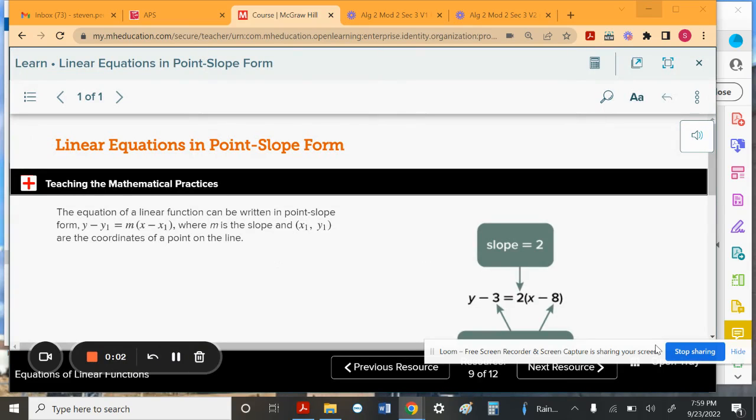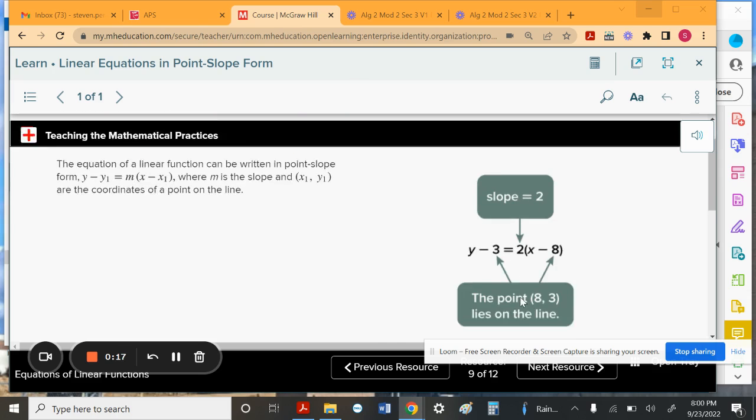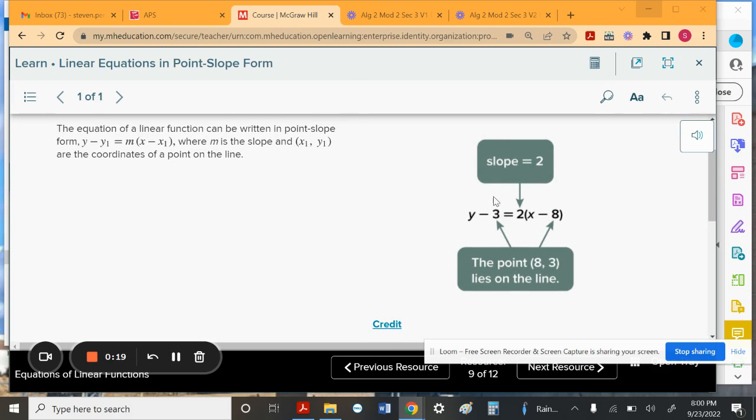Okay, for the last part of this section, we are going to look at point slope form. Point slope form looks similar to this: y minus y1 equals m times x minus x1. So you can see that in this example, the slope is 2. And then this is my y value of a point that this line goes through, and this is the x value of a point that the line goes through. So the point would be 8, 3.